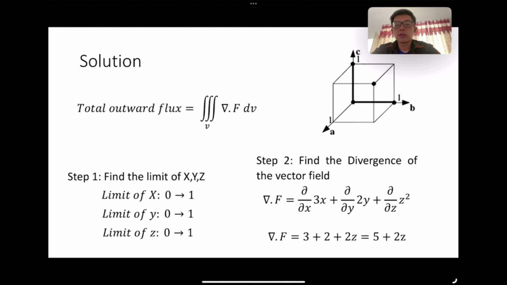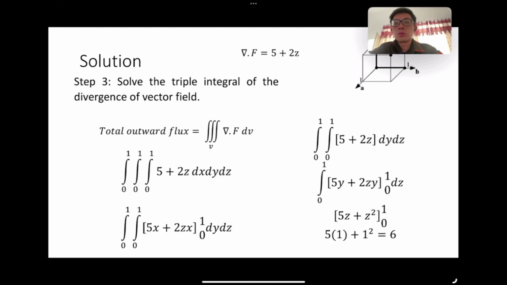So step 1, find the limits of x, y, z. According to the object, we can simply see that the limits of x, y, z are just 0 to 1. Step 2, find the divergence of the vector field. So the divergence of the vector field is just the del operator dot product with the vector field. So we find that the divergence of the vector field is 5 plus 2z. From the previous solution, the divergence of the vector field is 5 plus 2z.